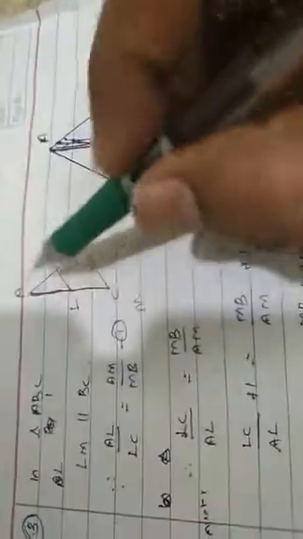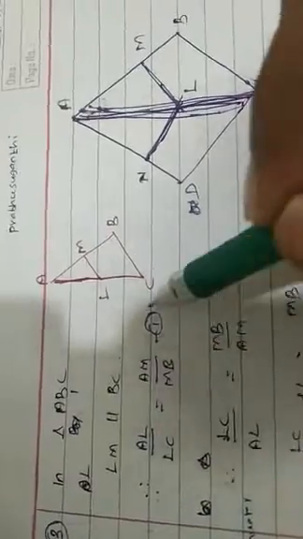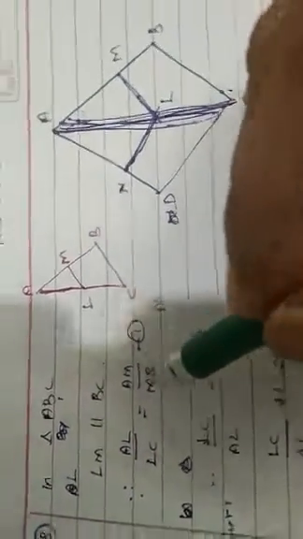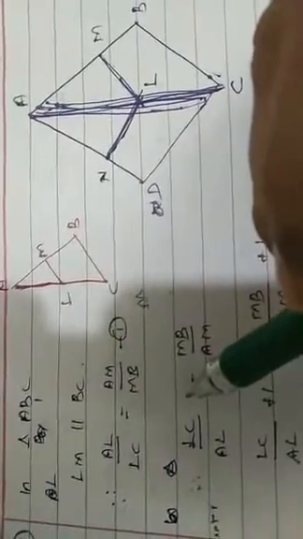So please listen once again. Here we have AM divided by MB, but we need to show AM divided by AB, where AB is the full length. So for the full length, we need to add plus 1. Whether we need to add plus 1 or take the reciprocal or not, how can we check?